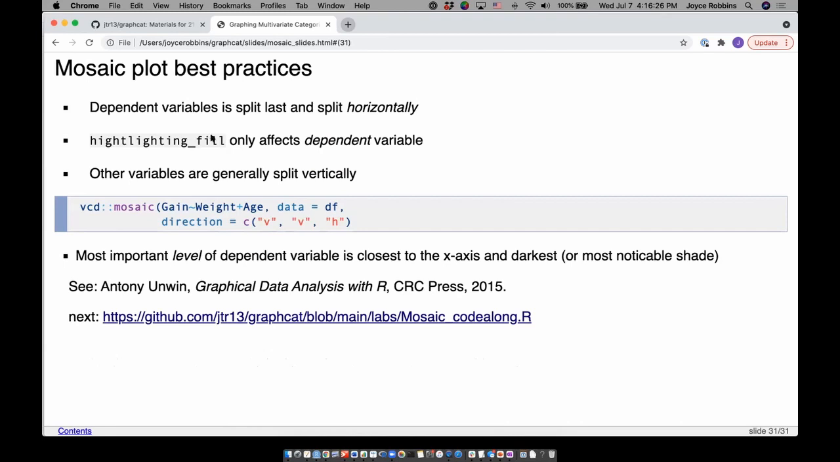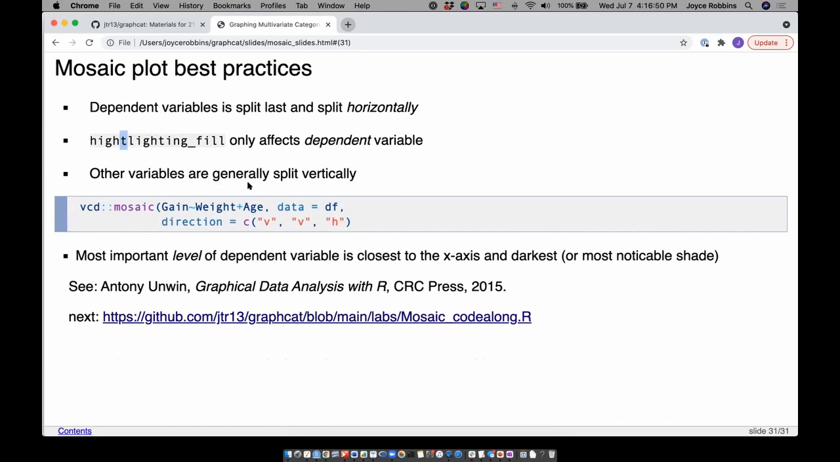So we're going to go to RStudio, but first I'll just remind you about the dependent variable being split last and being split horizontally. The highlighting, this is a typo, it's highlighting. Fill only affects the dependent variable. So that was a little confusing when I was first doing them because I wasn't sure what I was setting with the fill. It's setting just the last cut.